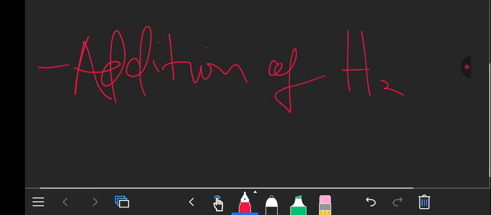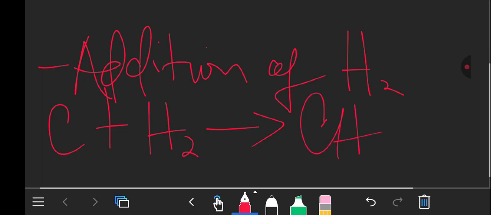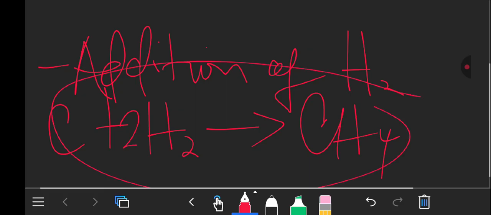So when you add hydrogen to a certain compound or to a certain element, you are simply reducing it. I can give an example of, let's say, carbon plus hydrogen giving methane. Methane is CH4. So this is simply reduction, because there's addition of hydrogen to carbon in order to make it methane.